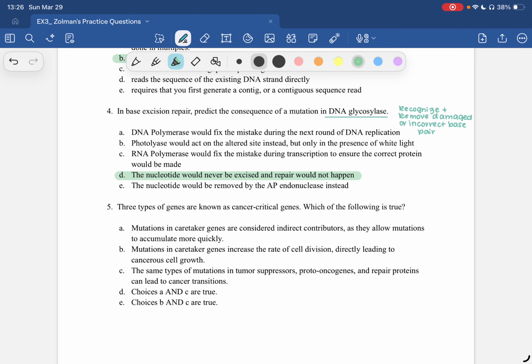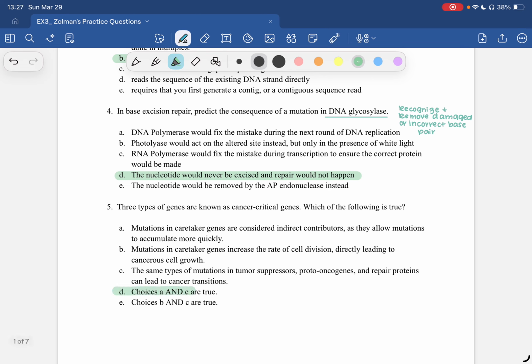Okay. Next question. 3 types of genes are known as cancer critical genes. Which of the following is true? You have letter A, mutations in caretaker genes are considered indirect contributors as they allow mutations to accumulate more quickly. Letter B, mutations in caretaker genes increase the rate of cell division directly, leading to cancerous growth. And then lastly, the same types of mutations in tumor suppressors, proto-oncogenes, and repair proteins can lead to cancer transitions. So pause the video, again, pick which answer you'd like, and then I will show you which one's correct.